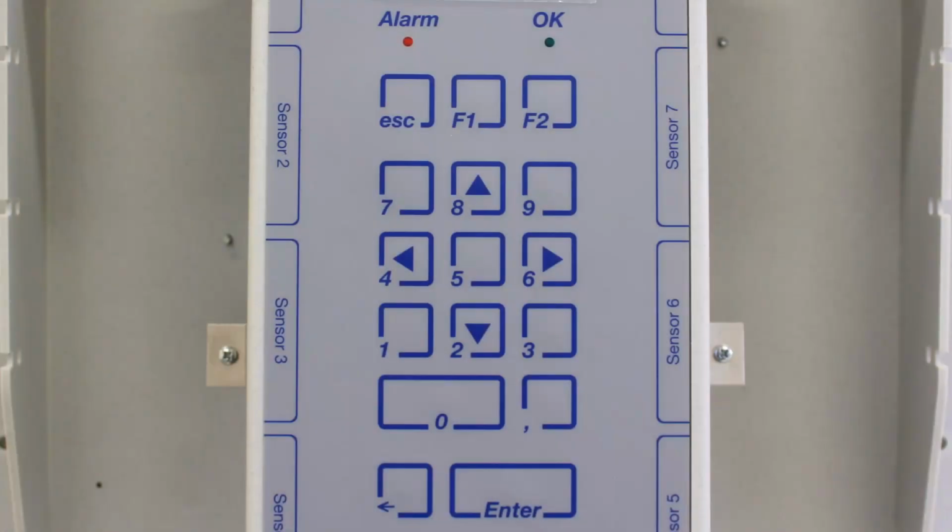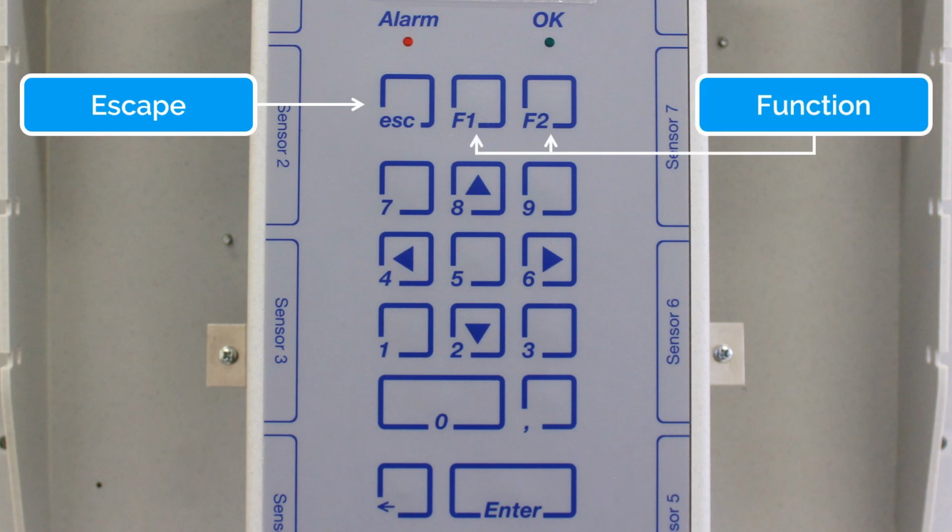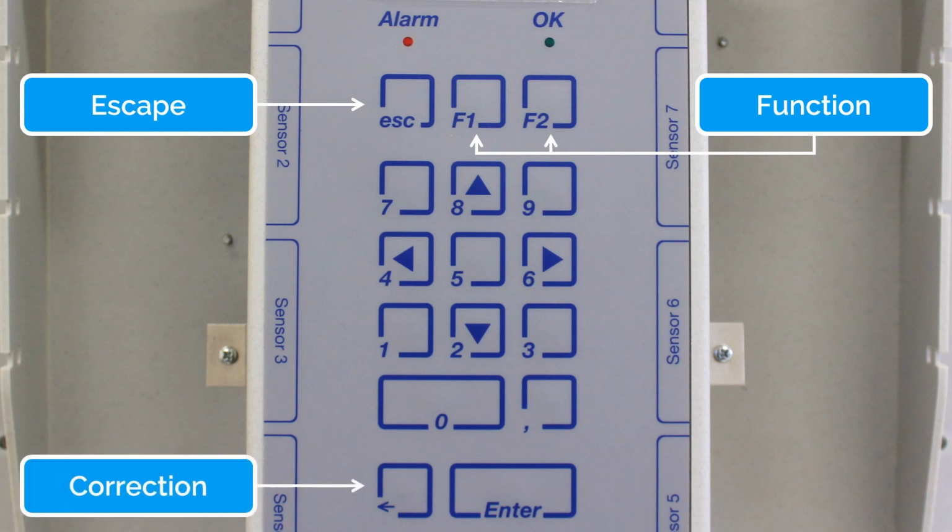Below the LEDs are the buttons. The escape button is used to interrupt or cut off a submenu or an input. F1 and F2 are function buttons, and their functions depend on the menu, which will be shown later in the tutorial. The arrow buttons are used to navigate in the menu or inputting values. The Enter button is used to select or confirm your entry. Beside it, indicated by a left arrow, enables you to make a correction if you mistakenly press a wrong number key.